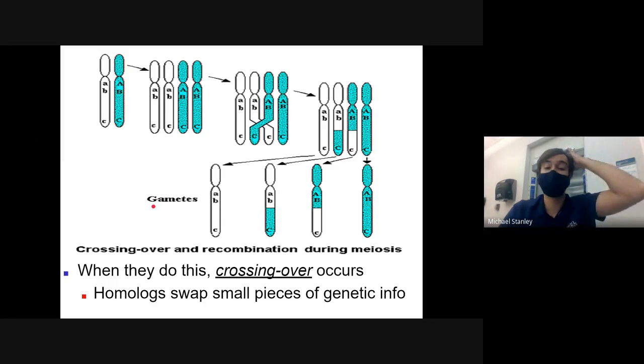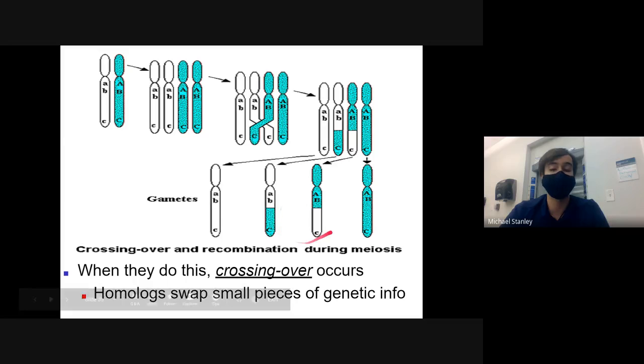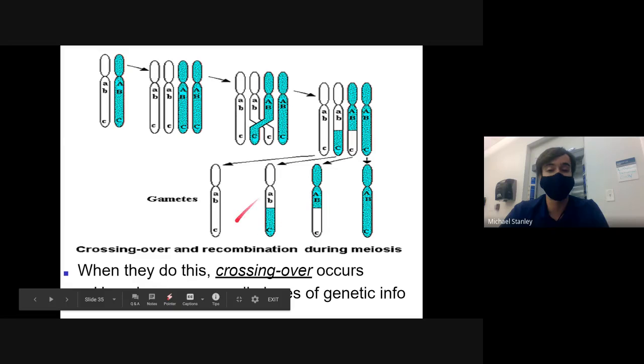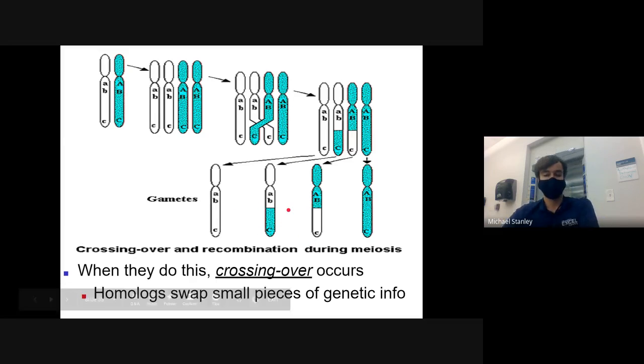So kind of the big takeaway from this crossing over event is that now not every single chromosome has this exact same set of DNA as it started with. You've created a new combination of DNA with these crossed over strands.